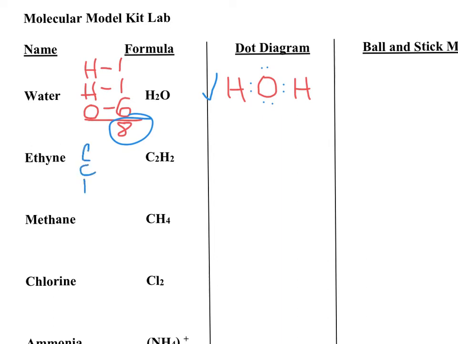Ethyne has 2 carbons and 2 hydrogens. Now, if we look at carbon on the periodic table, it's in group 14. So carbon has 4 valence electrons. Each hydrogen has 1. When we add that up, 4 plus 4 is 8 plus 2, we have a total of 10 electrons.